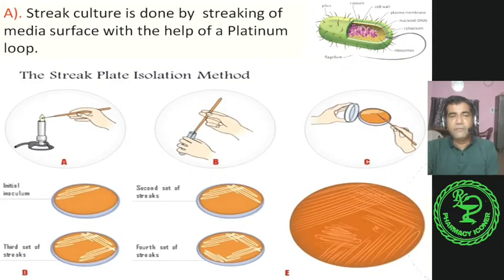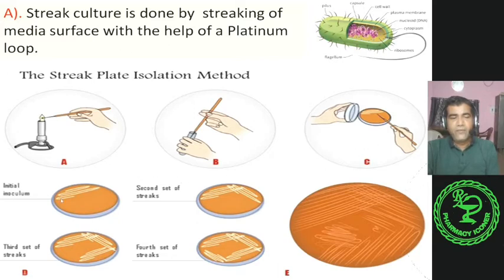Streak culture method. Streaking means scratching. So, what is done here? You can see this is a diagrammatic presentation. First, the inoculation wire or nichrome wire is heated to redness. Then with the tip of the nichrome wire, the inoculum or seed of the microorganism is taken and it is scratched over the surface of the solid culture media.